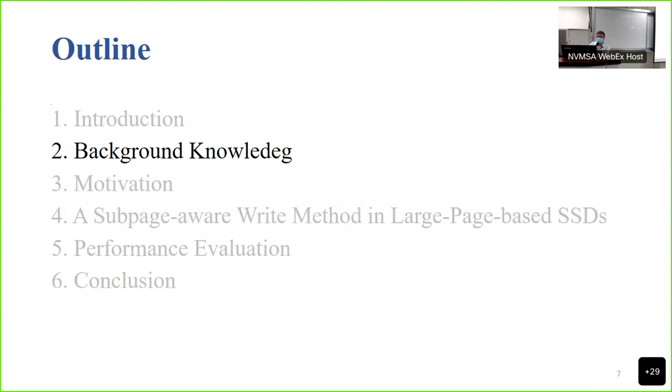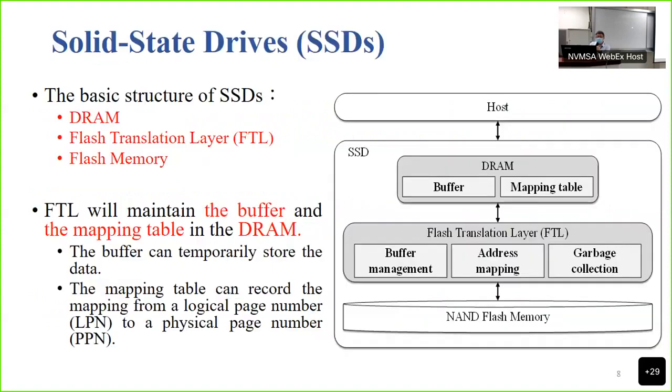Here is our background knowledge. Here is the basic structure of SSD. We can see in SSD we have a DRAM, and in DRAM we have a buffer, and the buffer can temporarily store the data. And we have a mapping table, which records the mapping from a logical address to a physical address because of out-of-place update. Inside SSD, we have an FTL module, the flash translation layer, and its purpose is to maintain the buffer.